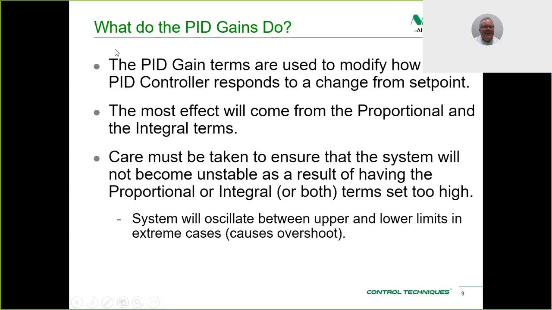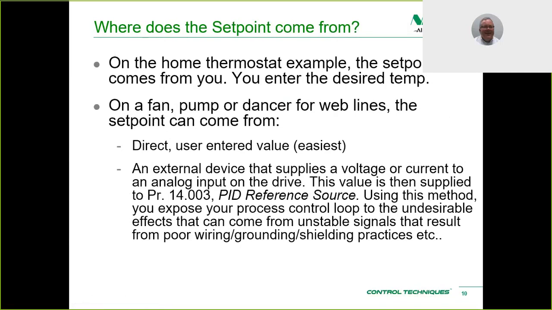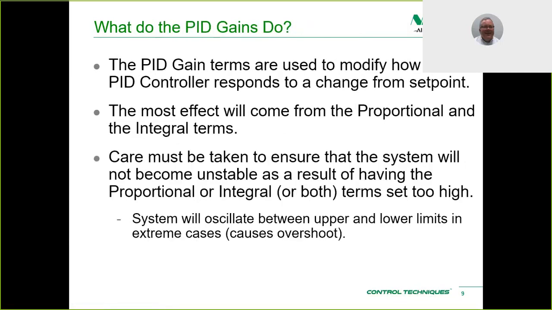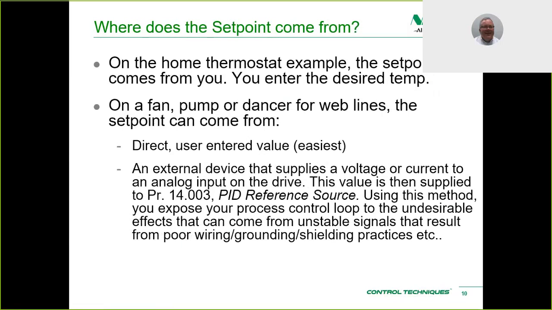All right. So the set point. So we talked about feedback here and talked about gains, but where does the set point come from? Well, on the home thermostat, it comes from you, and the same kind of thing can be applied to the drive. On a fan, pump, or dancer for web lines, the set point can come directly from you. And that's what I'm going to be doing today in my example.